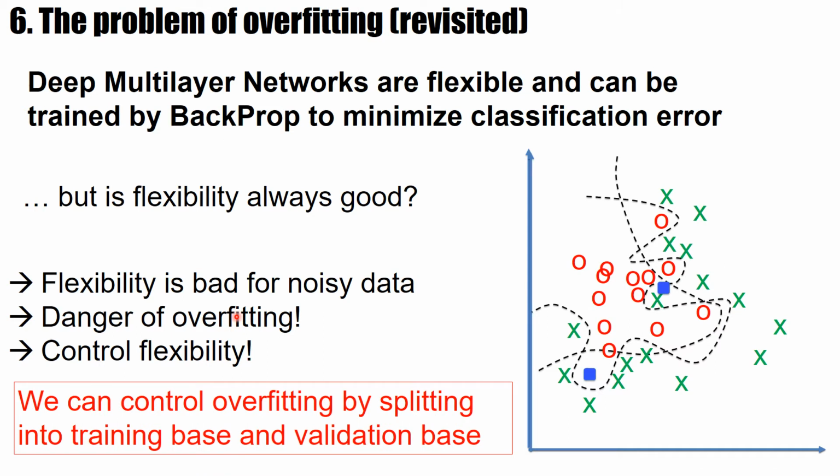This is true for regression problems, but this is also true for classification problems. Deep multimodal networks are flexible and can be trained by backprop to minimize the classification error, but we have to avoid overfitting, and we can address the problem of overfitting by splitting the database into a training base and a validation base.